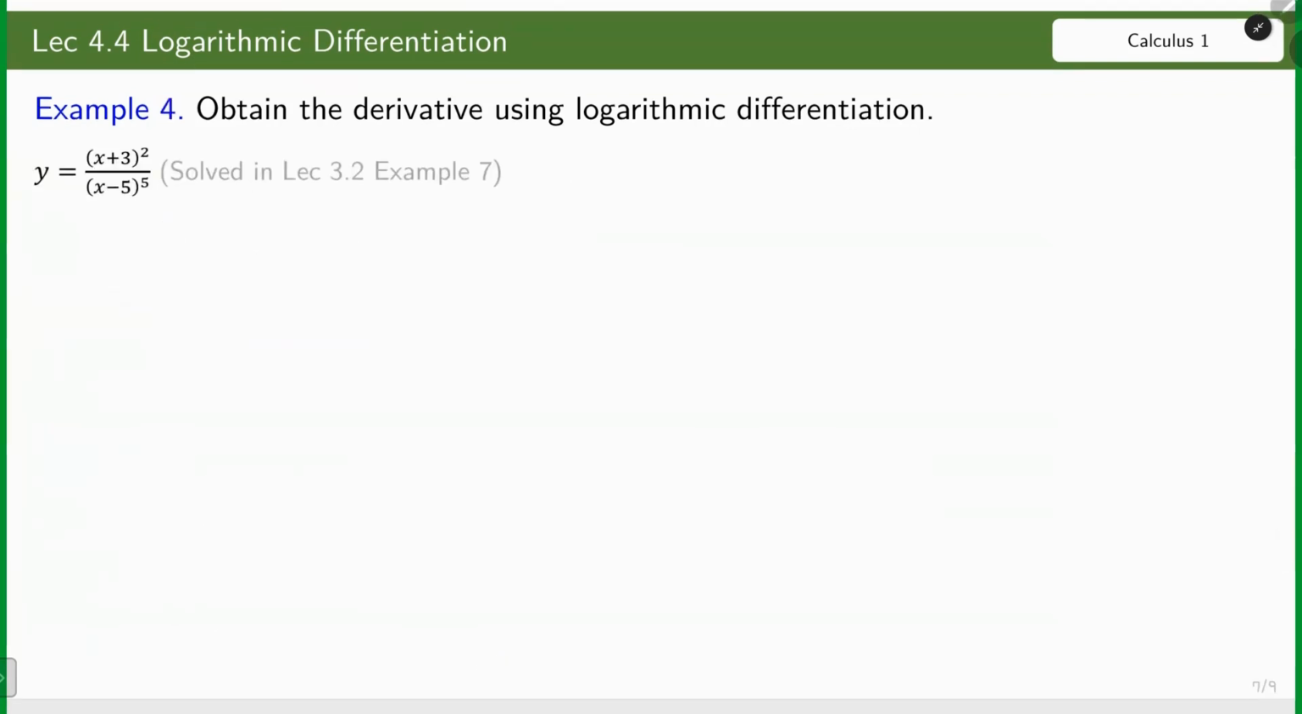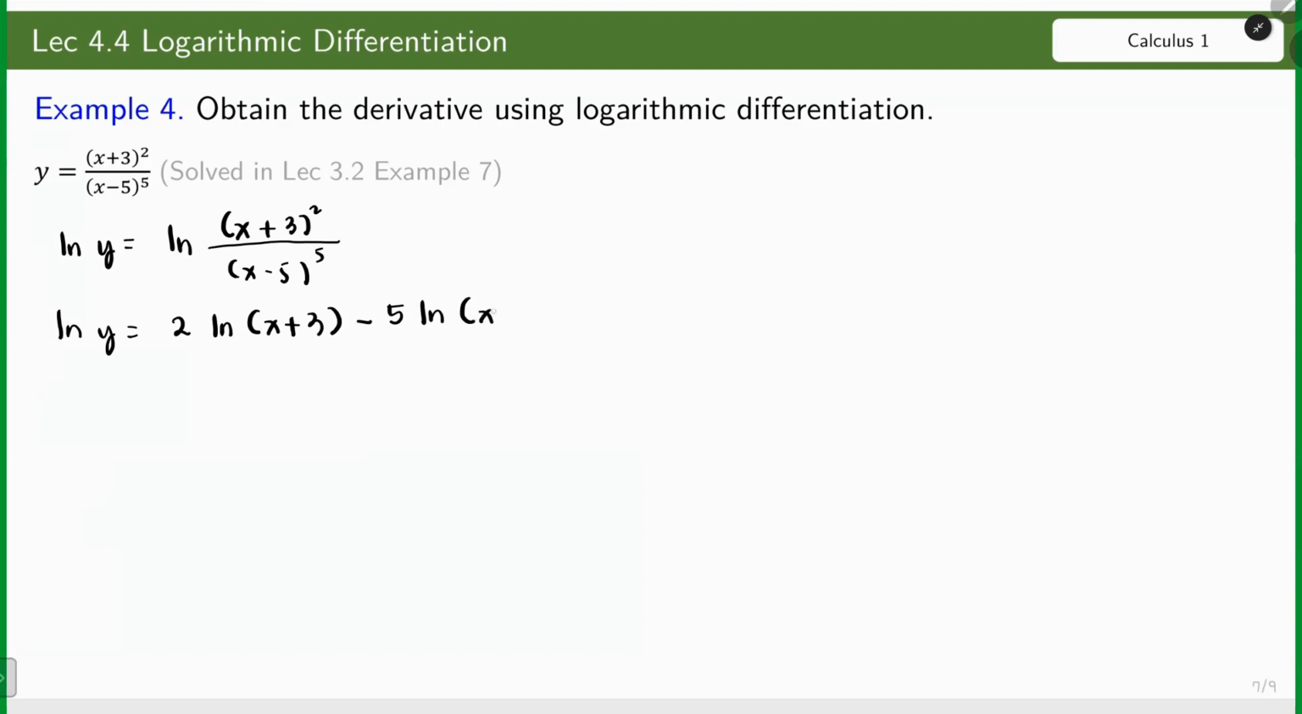Example 4, we have already solved this also in lecture 3.2, example 7. y is equal to the quantity x plus 3 squared over the quantity x minus 5 raised to 5. Taking the logarithm of both sides of the equation, we have a quotient on the other side of the equation. Applying the laws of logarithm, this becomes, numerator, we have 2 ln of the quantity x plus 3, and then minus, for the denominator, 5 ln of x minus 5.